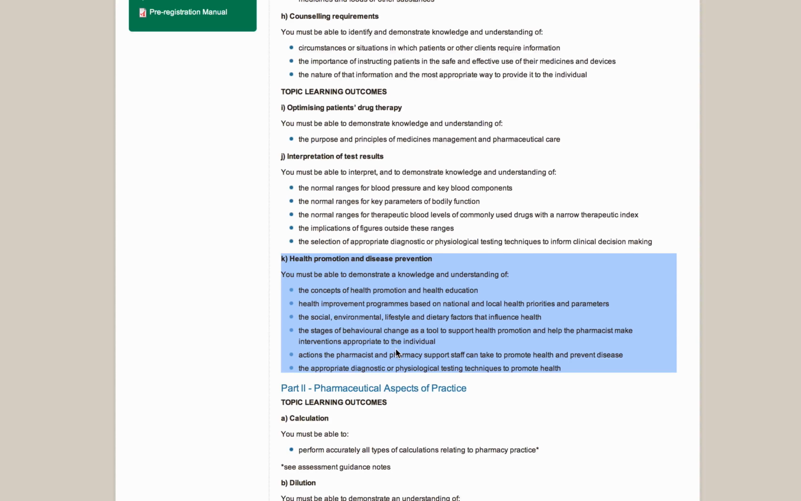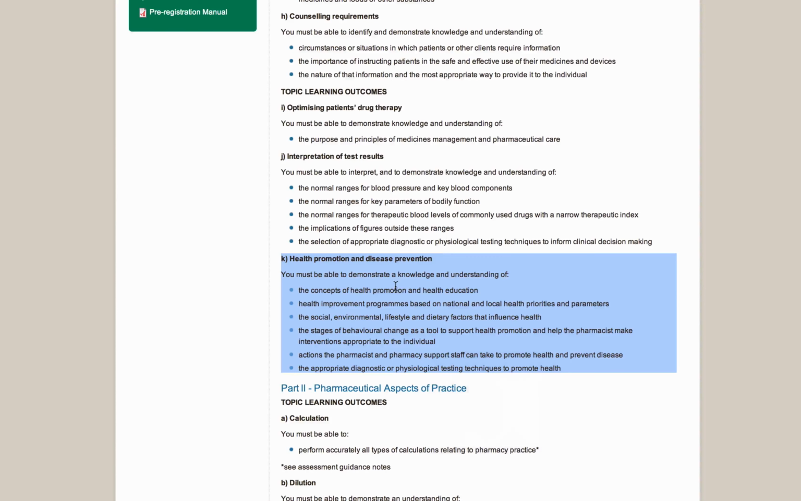Under health promotion and disease prevention, can you see the fourth line down, the stages of behavioral change as a tool? That came up in that exam. It was actually a multiple choice question: stages of behavioural change as a tool to support health promotion and to help pharmacists make interventions.